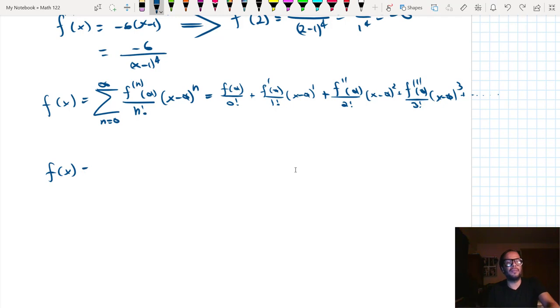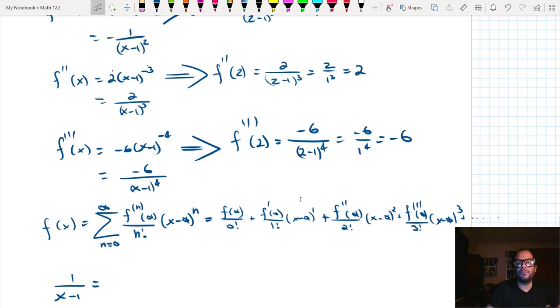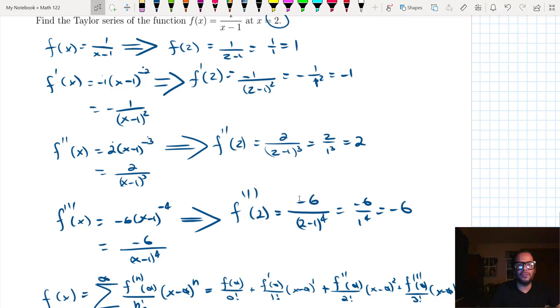Okay, so we're going to plug in f of x, which is, by the way, I'm not going to write the f of x symbol anymore. I'm going to write the actual function, which is 1 over x minus 1. This will be f evaluated at a. What did we get? Let me use colors to relate these numbers. F evaluated at the center is 1, which is this guy right here. F prime evaluated at the center, which is 2, is the number that is going to go here.